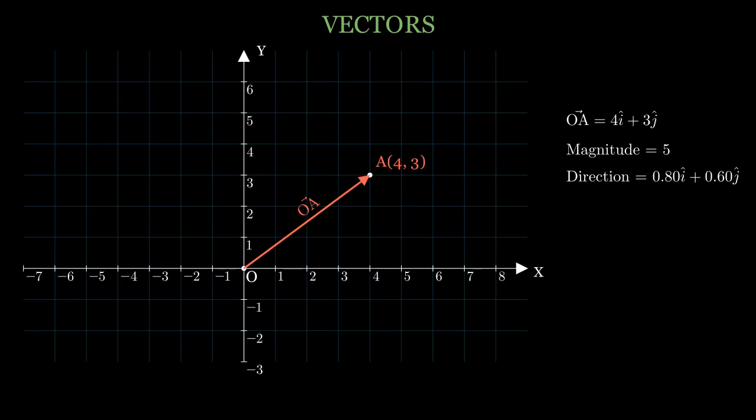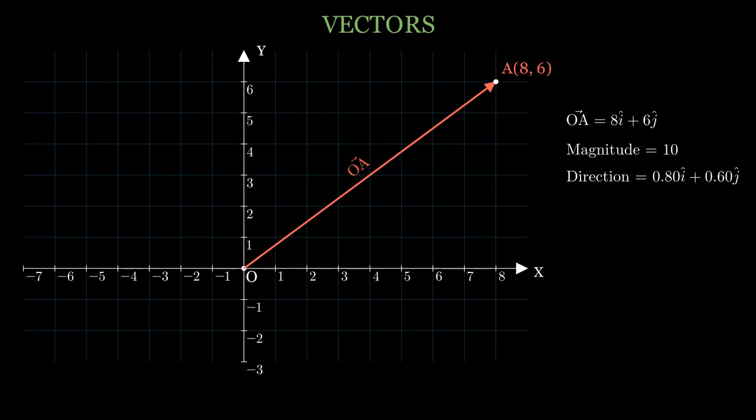Coming back to our vector OA, the representation of vector OA is 4i plus 3j. The magnitude of the vector OA that we have already seen is 5. The direction of the vector OA, that is the unit vector of vector OA, is 0.8i plus 0.6j. We get the unit vector of any vector by dividing the vector representation by the magnitude. Here 4 divided by 5 is 0.8 and 3 divided by 5 is 0.6. Hence, the unit vector of this vector is 0.8i plus 0.6j.